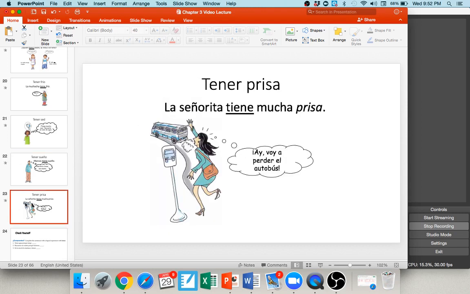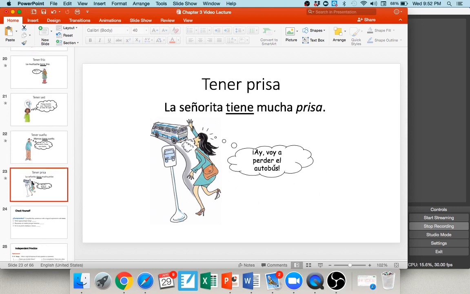Okay, and then our last one, you have tener prisa. And you see this young lady, and she is just running here after the autobús. La señorita tiene mucha prisa. The young lady is in a very big hurry. Tener prisa is to be in a hurry. In her little thought bubble, she says, "Ay, voy a perder el autobús. Oh no, I'm gonna miss the bus."